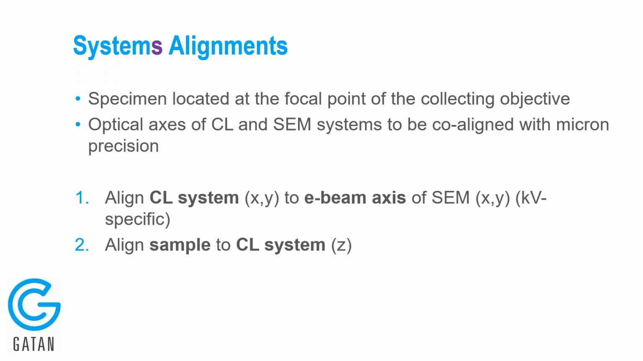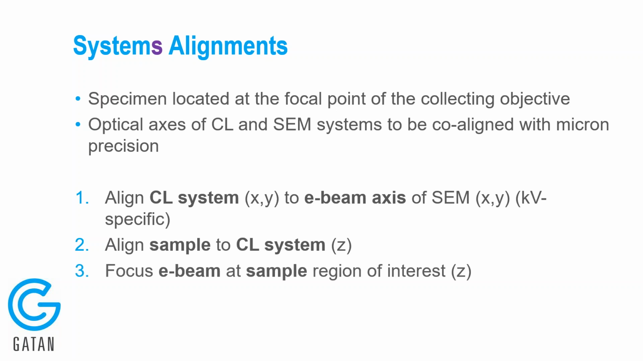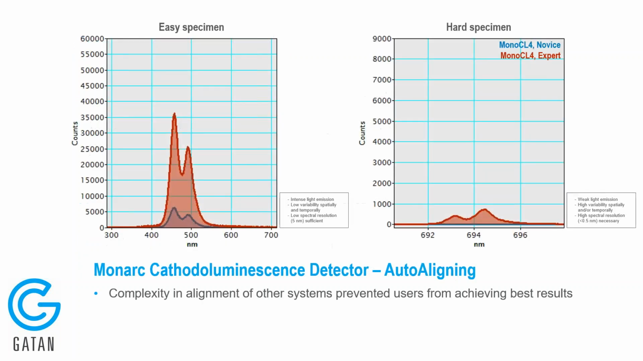We then also need to be able to place the specimen at the focal point of the collection mirror, the CL system as a whole, and easier is to focus the electron beam at the sample region of interest. Now, historically, this alignment has actually been really difficult to do, and many users have not been able to get the best results out of their specimens simply because they've been unable to align these different parts of the system.